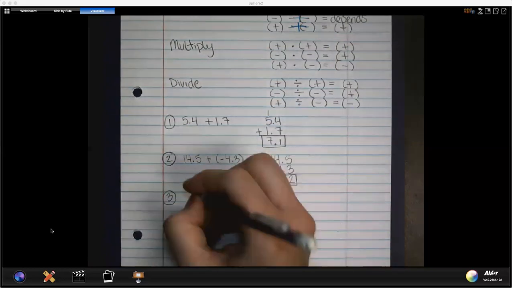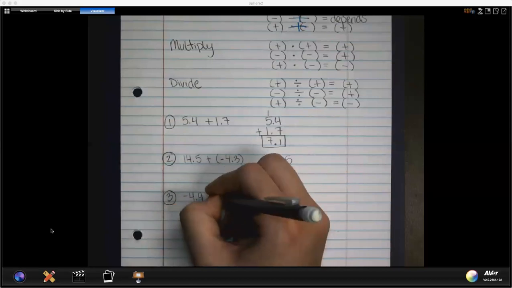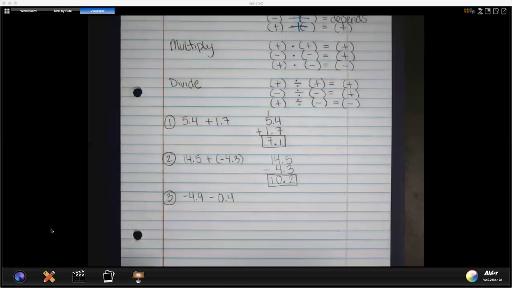All right, number 3, negative 4.9 minus 0.4. Now, it is a subtraction problem, but they're both negative. So what happens when both terms are negative? You add them together. So if they're the same sign, you add them together. Will the result be positive? No, it'll still be negative, but because they're the same sign, we combine them together.